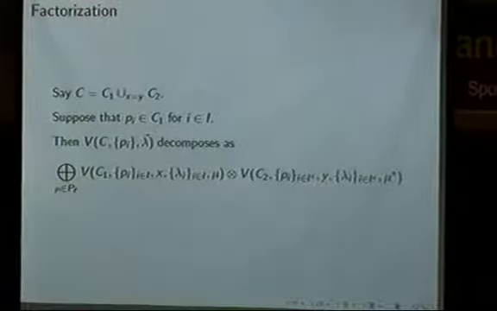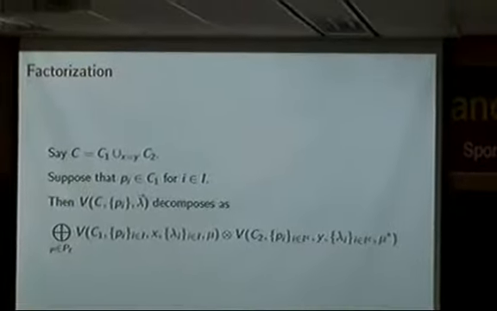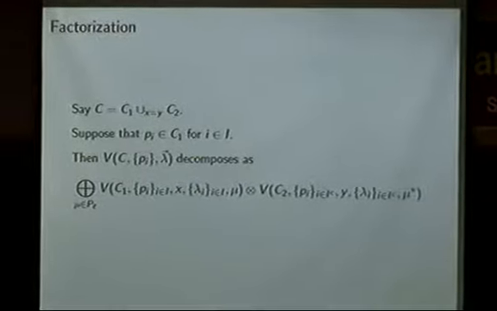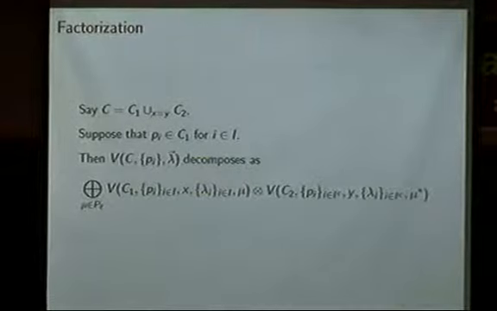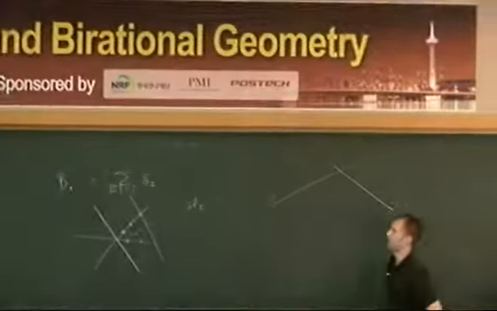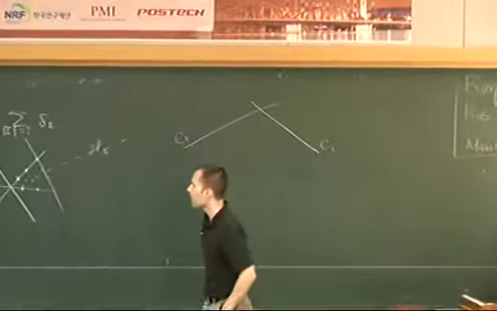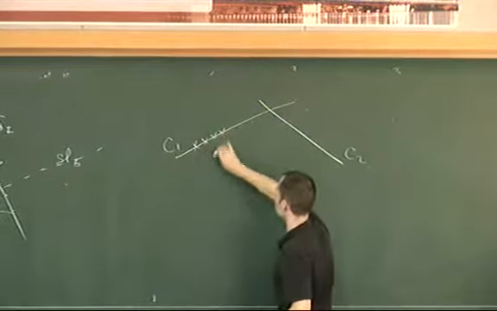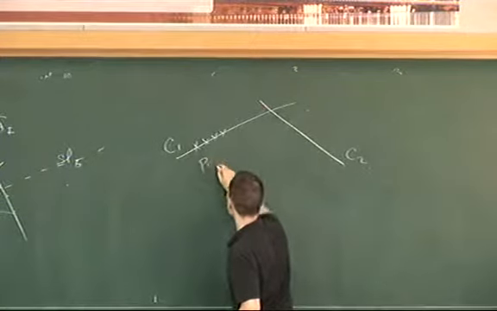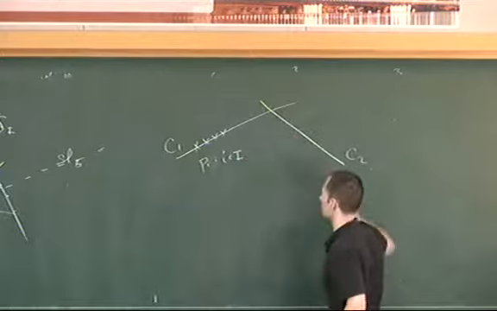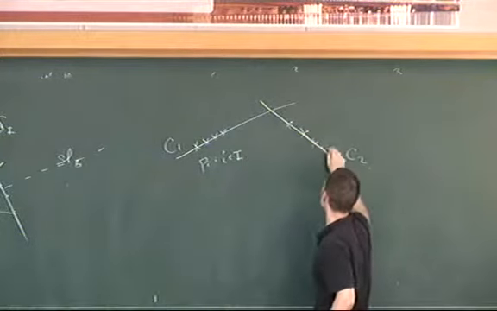Okay, so now I can tell you about factorization. So say I have a nodal curve, and let's just assume for simplicity that my nodal curve has two components, one that I'll call C1 and one that I'll call C2, and let's say the point of attachment is X on this side and that it's Y on this side. Okay, and let's say I have a bunch of marked points on this side, so let's say that's P_i for the labels i in some set I, and then of course the rest are over on the other component.